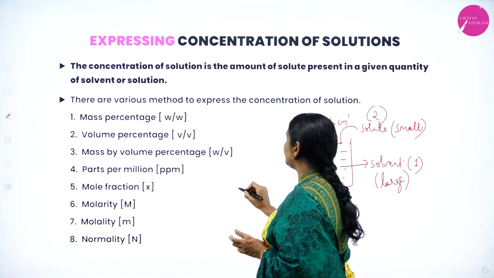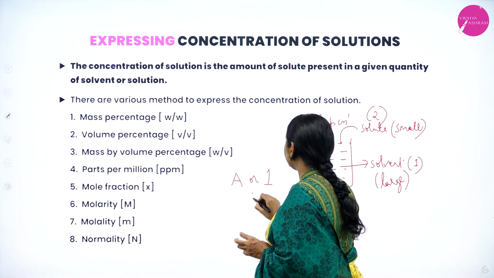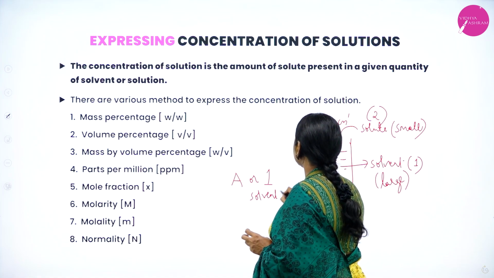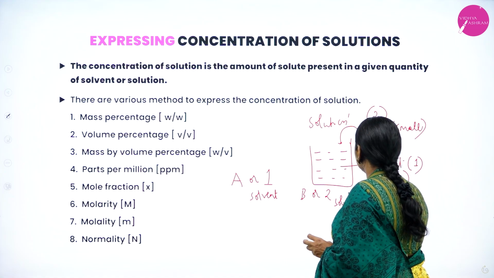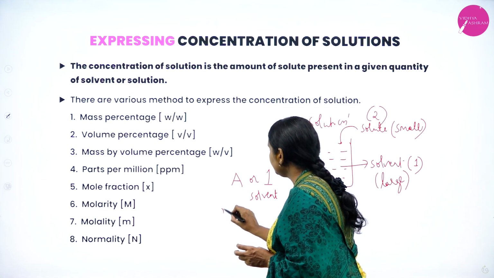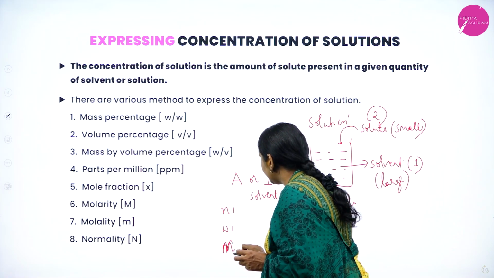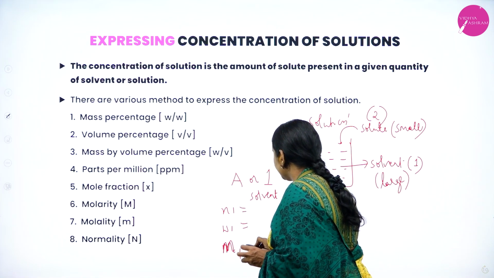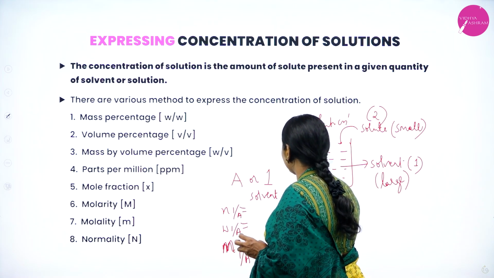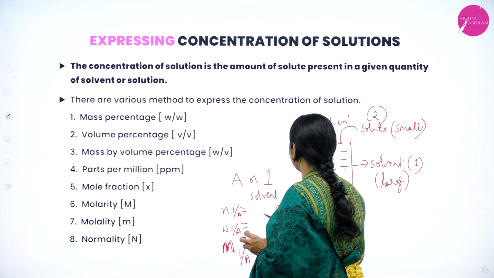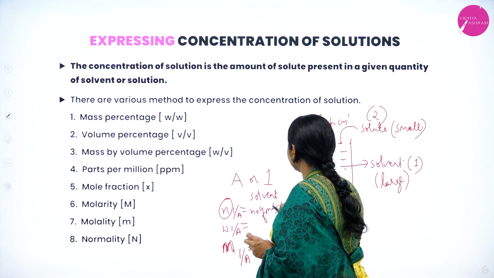Therefore, in this chapter, if I use subscript A or 1, it stands for solvent. B or 2 stands for solute. For example, N1, W1, M1: here subscript 1 or A represents solvent. N is the number of moles of solvent.